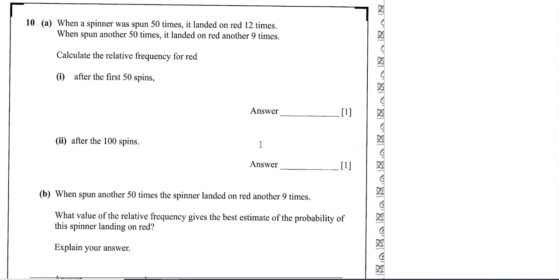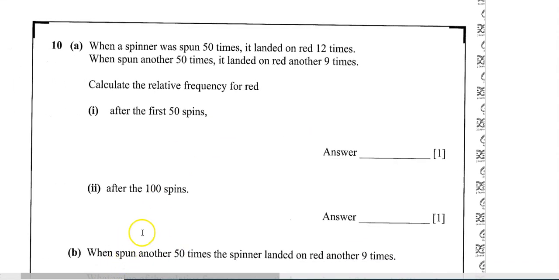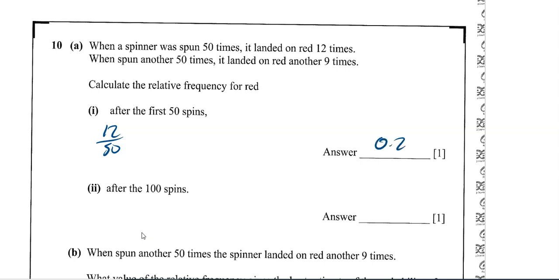Okay, this is a relative frequency sort of question. It says, when a spinner was spun 50 times, it landed on red 12 times. When spun another 50 times, it landed on red another 9 times. So first of all, calculate the relative frequency for red after the first 50 spins. So it landed on red 12 times out of 50. So 12 divided by 50 is equal to 0.24. After 100 spins, it was 12 plus 9 over 100. So 12 plus 9 is 21 divided by 100, and that is going to be 0.21.